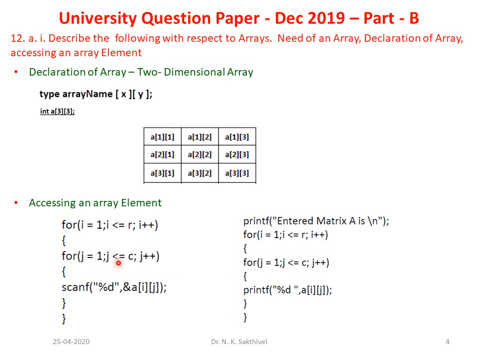Now, once again executing this j loop. Now j equal to 1. That means i equal to 2, j equal to 1. The fourth value will be stored here.